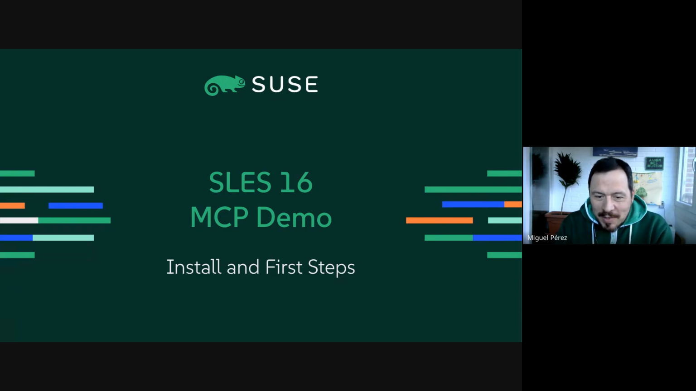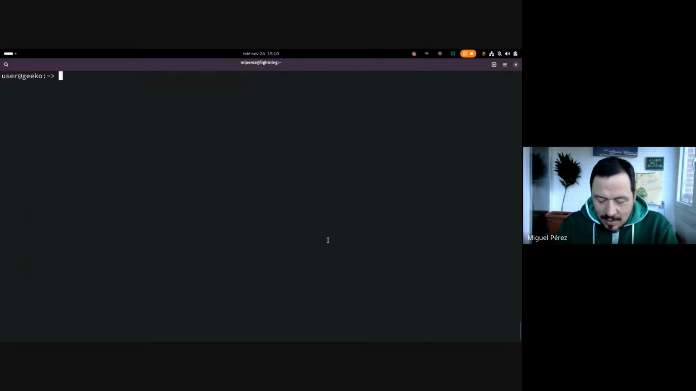I'm going to show you a bit of an MCP demo on SLES 16. MCP, Model Context Protocol, is a protocol to connect AI to anything. In SLES 16, we have included a tool called MCP host that enables you to connect your AI to your SUSE Linux Enterprise server.